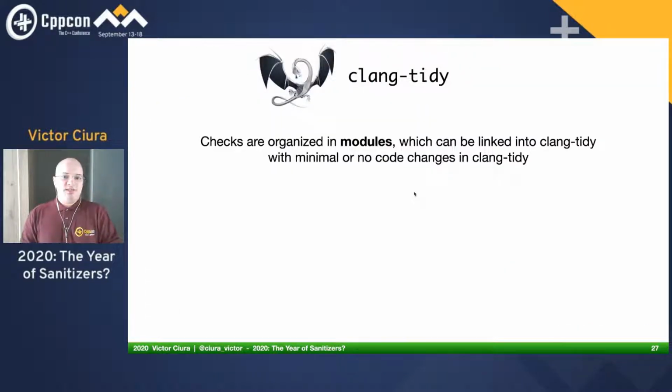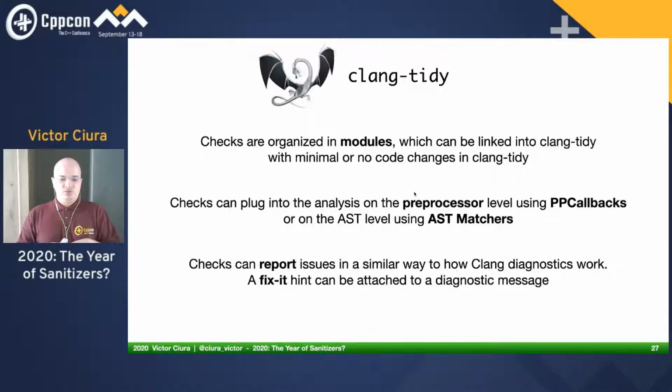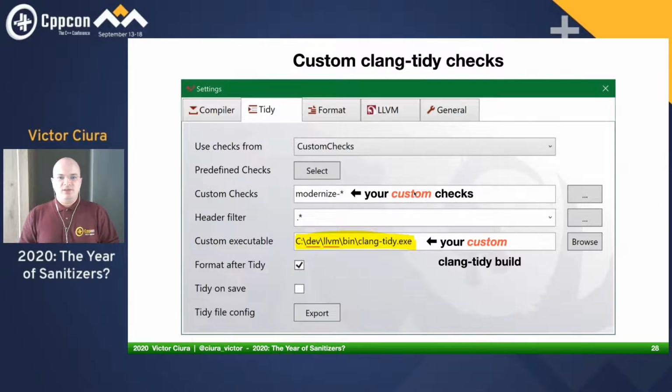Clang Tidy checks are organized in modules and can be integrated into Clang Tidy. You can write your own. It's almost like a plugin model, and you can write your own matchers and your own fixits and transforms or checkers. And it's easy to build a custom check for your code base, aside from the built-in ones. And you can easily integrate them into your workflow.